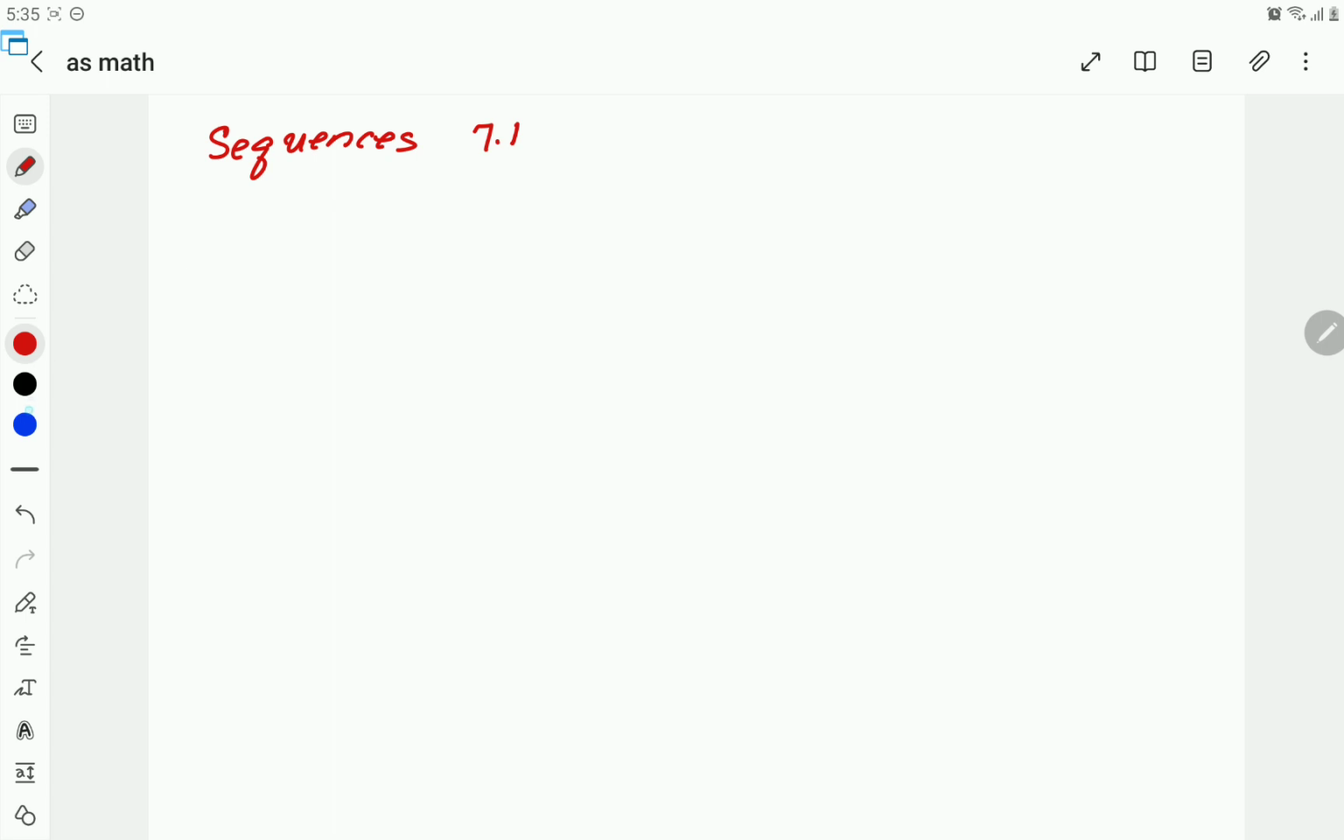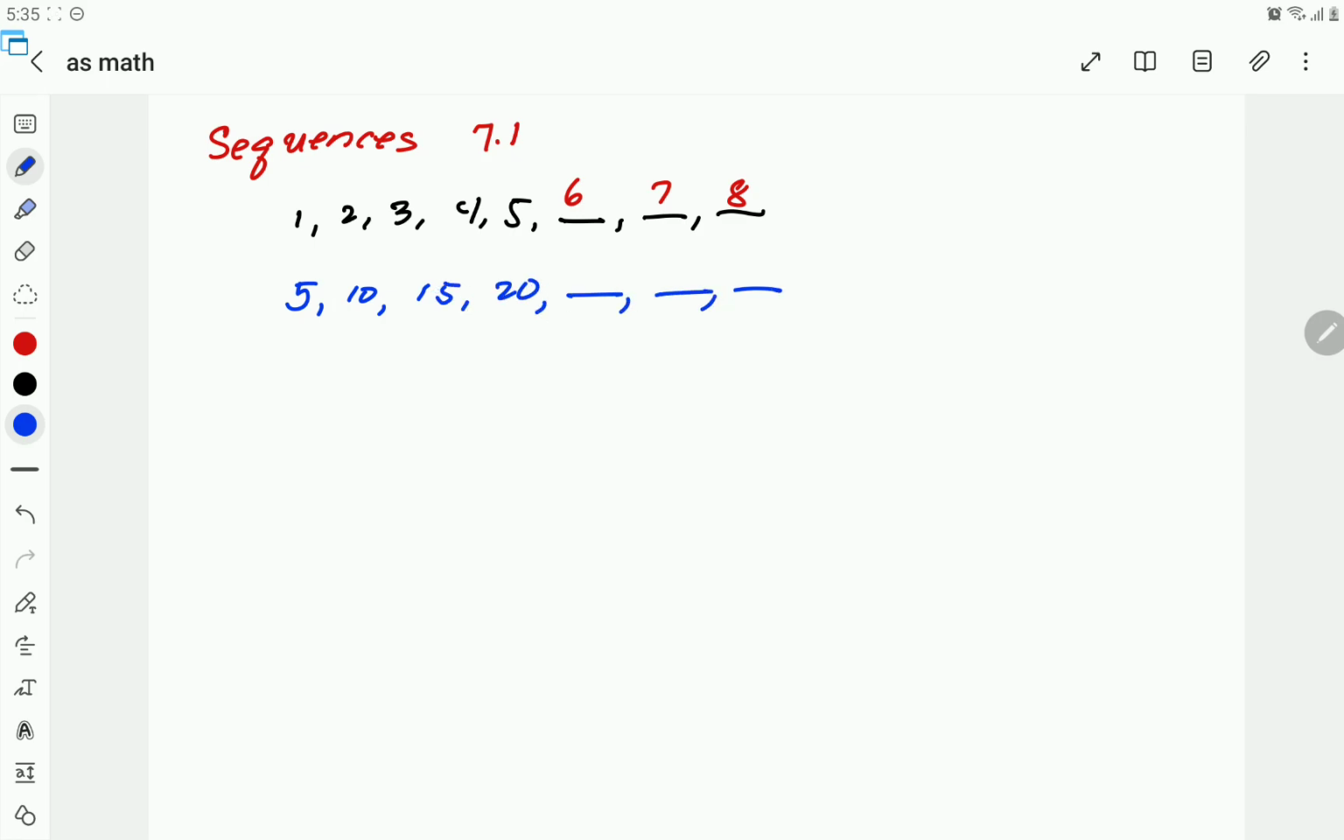So for example, you have 1, 2, 3, 4, 5, and so forth and so on. So you know that that is 6, 7, 8. Or let's say, for example, 5, 10, 15, 20. Of course, you can easily say that it is 25, 30, 35. Or you may have something like 1, 4, 9, 16.